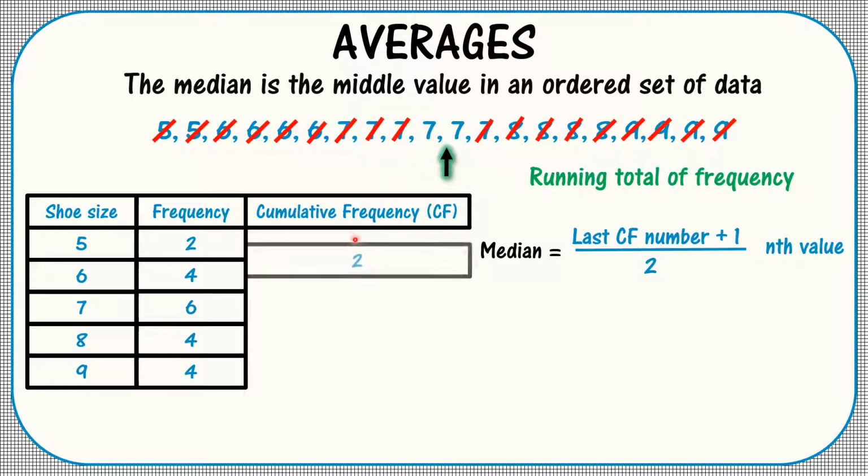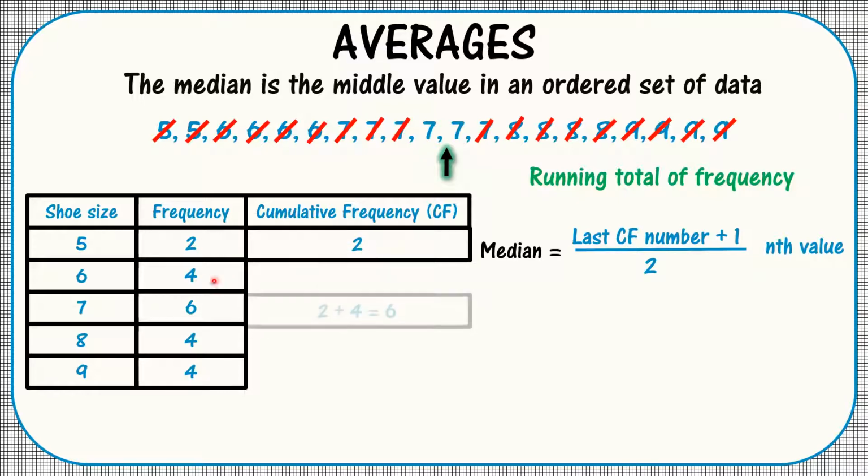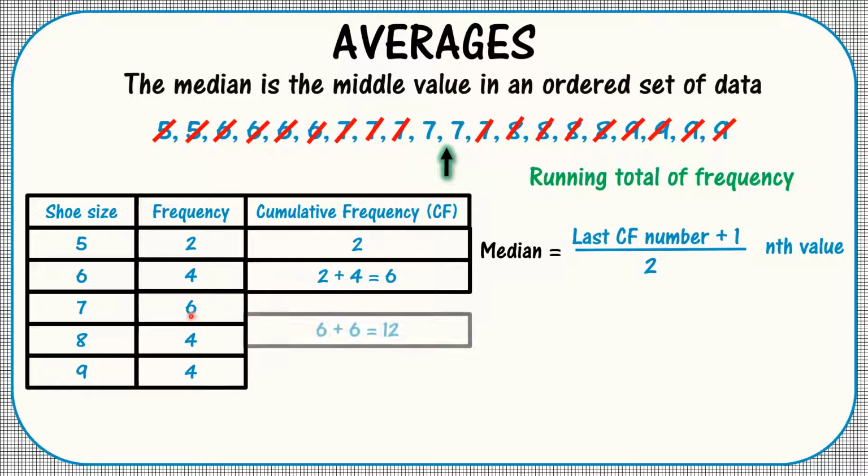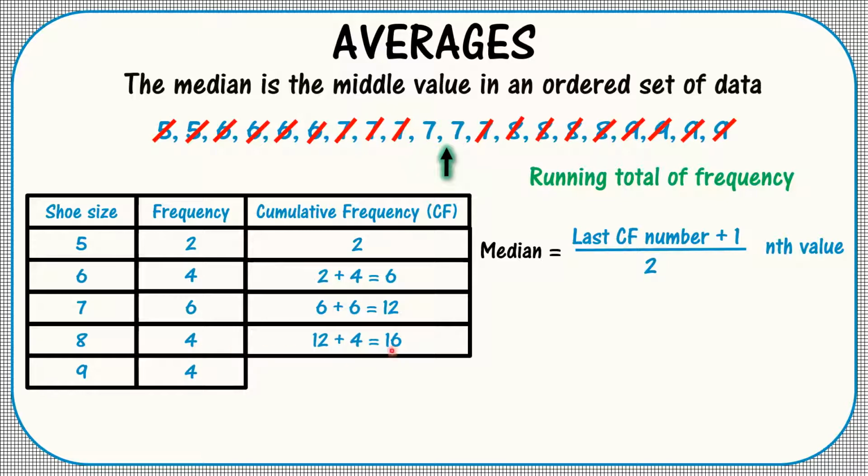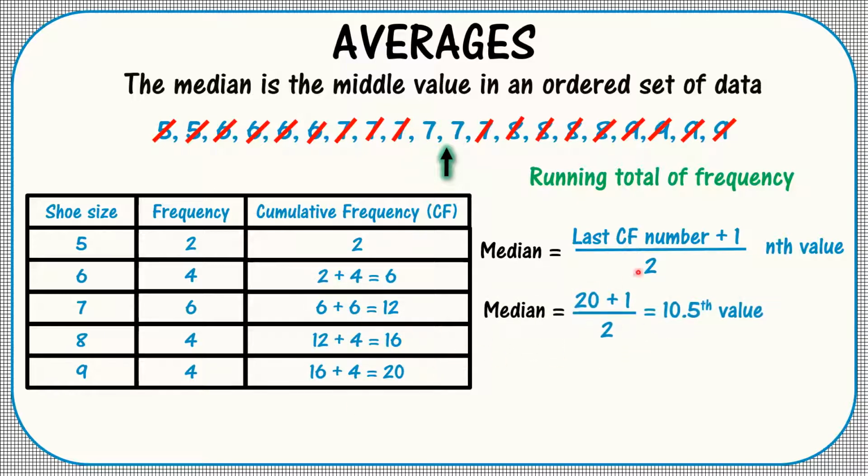So the first value is obviously 2. Then you would do 2 plus 4, which equals 6. Then you do this 6 plus this 6, which equals 12. Then you do 12 plus 4, which equals 16. And then you do 16 plus 4, which equals 20. So this is our cumulative frequency. To work out the median, we'll do the last cumulative frequency number plus 1, which is 20 plus 1 divided by 2. Therefore, we are looking for the 10.5th value.